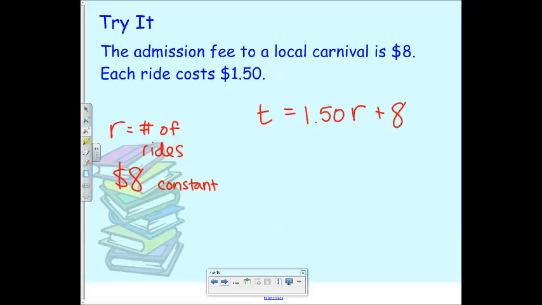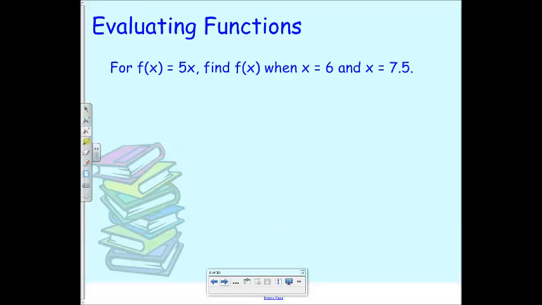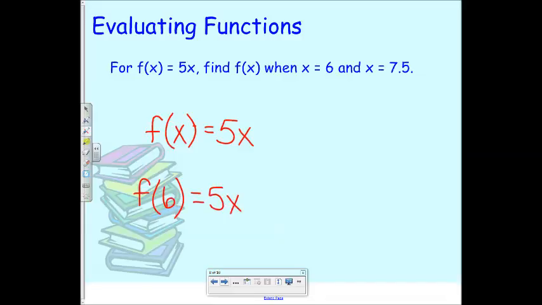Okay, so to evaluate a function, for instance, let's say we have this, f of x equals 5x. Find f of x when x equals 6. So find f of x when x equals 6. What would you do to find it when x equals 6? Diego? Plug in 6. So you would say equals 5 times 6, which equals 30. So this is function notation right here. All this means is that you're plugging in 6 every time that you see the variable x. So whenever you see an x, you plug in a 6.